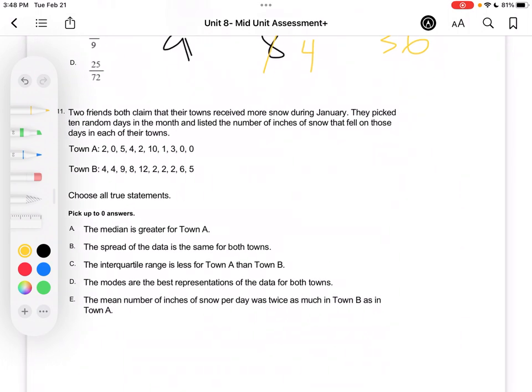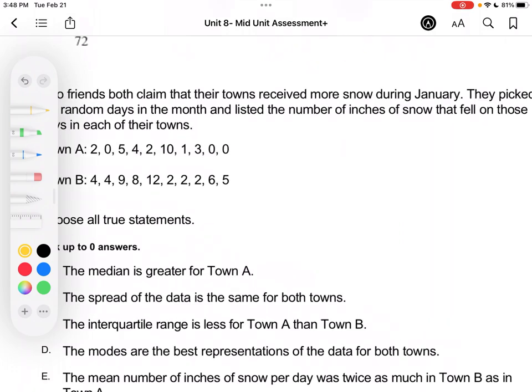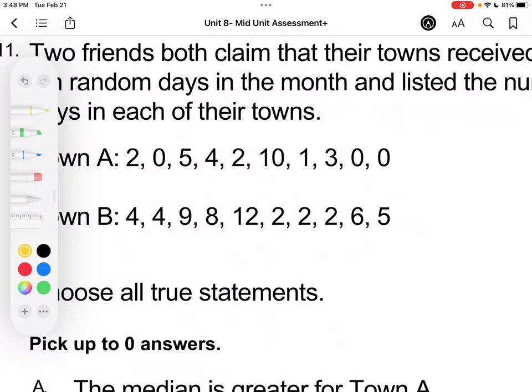All right, 2 friends claim their towns received more snow. They want you to choose all the true statements. So the first thing I'm going to have to do is put these numbers in order from least to greatest.